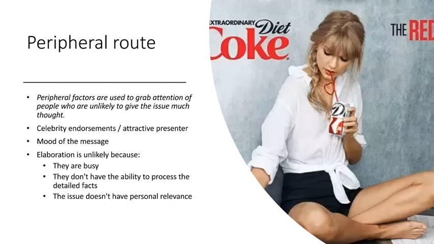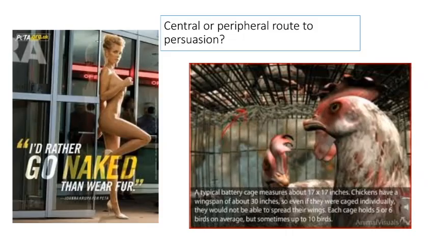So yeah, things like celebrity endorsements, creating a nice mood to fit with the brand. People are unlikely to really think about the issues, or they're not interested, they're busy, it's not personally relevant to them, and those are the sorts of times when you might use a peripheral route message.